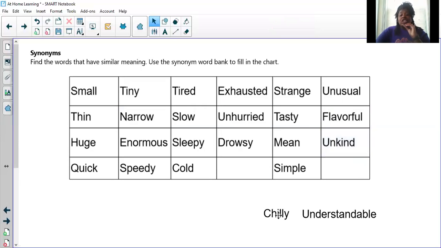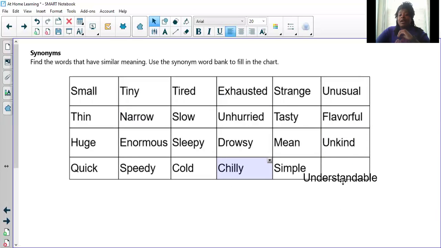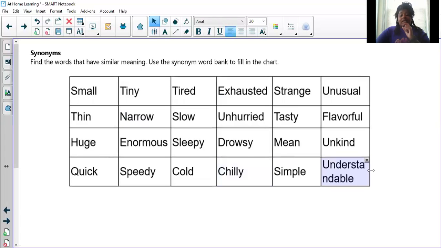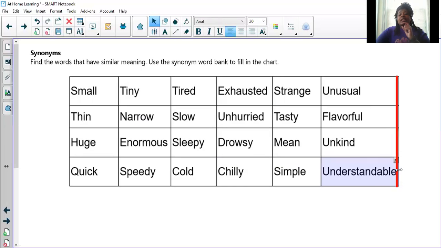The next one is chilly. If somebody is chilly, they are cold. And the last one, understandable, is simple. If something is understandable, it is simple. That means it's easy to understand. Something that is simple is easy and understandable is easy.